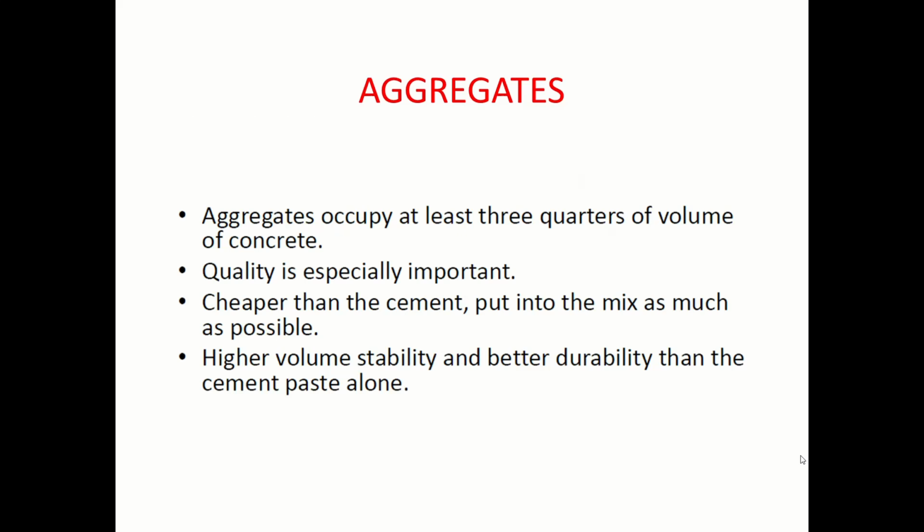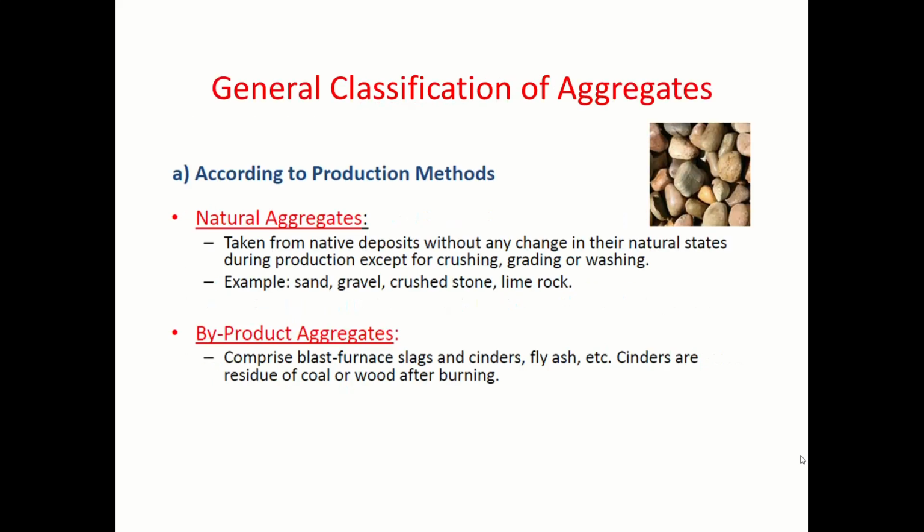In general, the aggregates occupy at least 3/4 of the volume of the concrete. Quality is especially important. It is cheaper than cement, but put into the mix as much as possible according to the mix design. It gives higher volume stability and better durability than cement paste alone. There is a general classification of the aggregate. We will see it in terms of production, in terms of size, and so on.